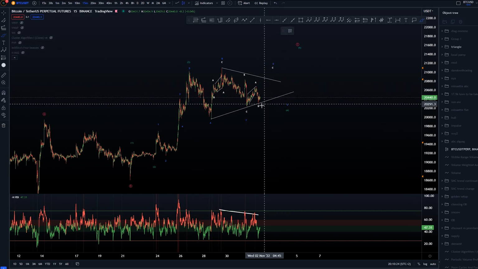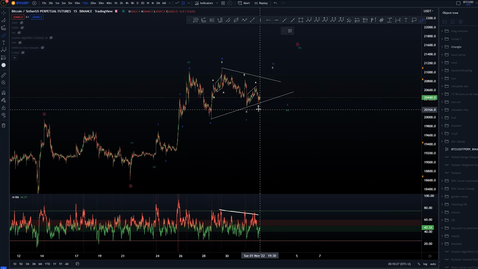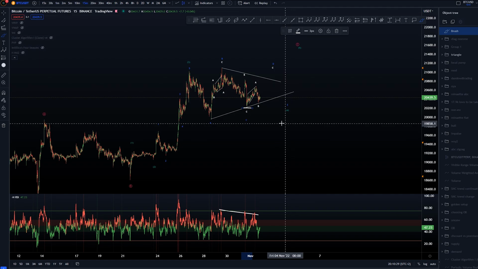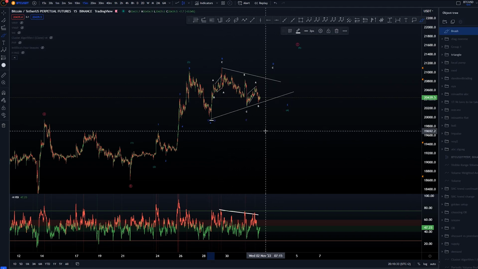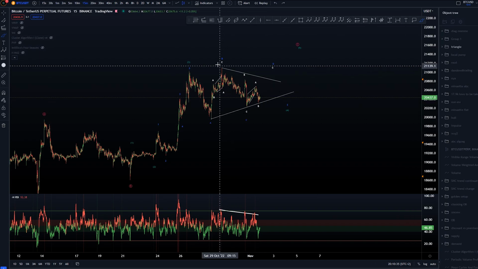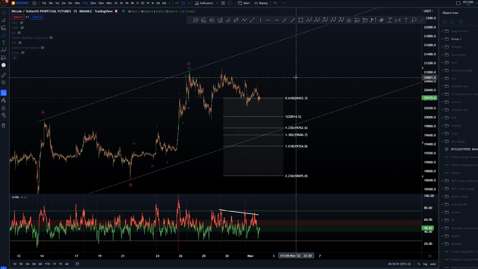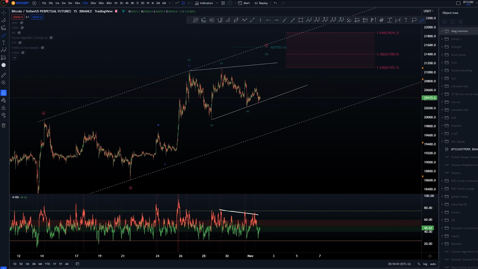Again, for this one, we would be invalidating this idea if we take out these lows, at least for the local structures, and then these lows as well. Same with this high, if we take out that, then this count is invalid. Now to the high side or upside, I'll take a look at that.